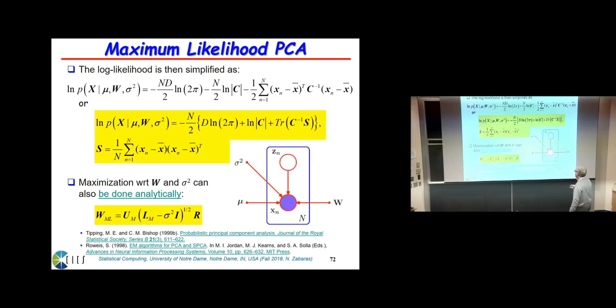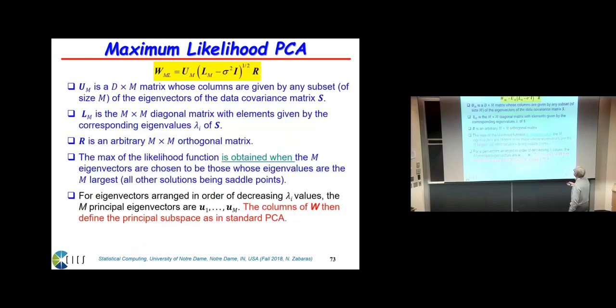Lm is a diagonal matrix and R is a rotation. U_m is a matrix of magnitude D times M, and at the end of the day its columns are given by a subset of the eigenvectors of the data covariance matrix S. So it's not surprising that the m principal eigenvectors of the sample covariance come to define that U.